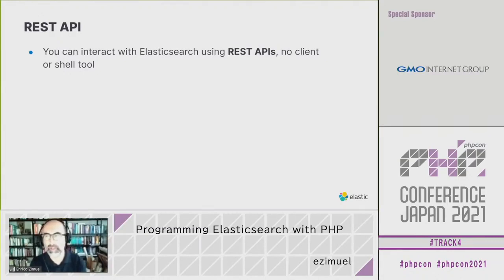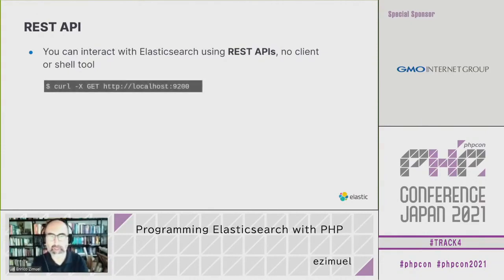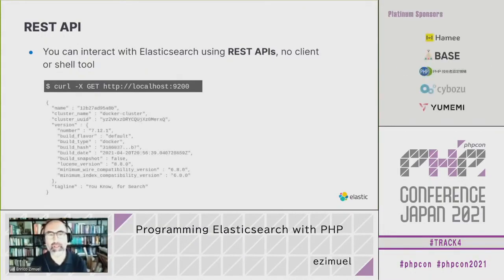Simple HTTP communication. For instance, if you are on a Linux machine and you have curl, a famous HTTP client, you can interact with Elasticsearch with just a simple GET in this case. And localhost and 9200 is the default port of Elasticsearch. So imagine that you have Elasticsearch installed on your machine. If you provide this command, this is the output that you can get. And this is actually just a ping, an info request that you are sending to Elasticsearch.